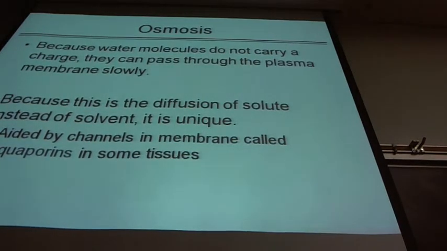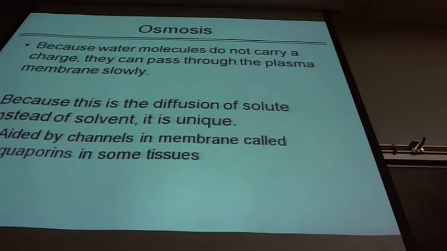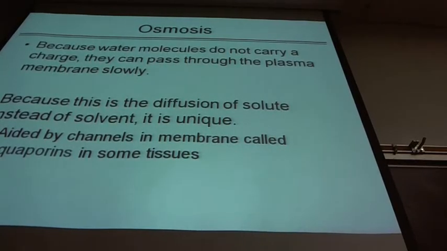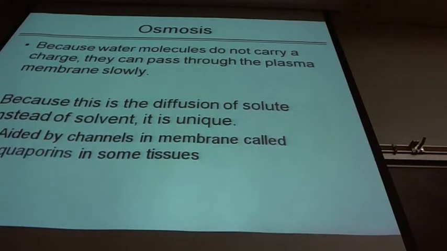Osmosis. Now this is kind of where the rubber meets the road here. Osmosis is diffusion across a semi-permeable membrane. Water molecules do not carry a charge. They can pass through the plasma membrane slowly. A few of them can go right through the membrane, but more of them go through the pores, the aquapores.